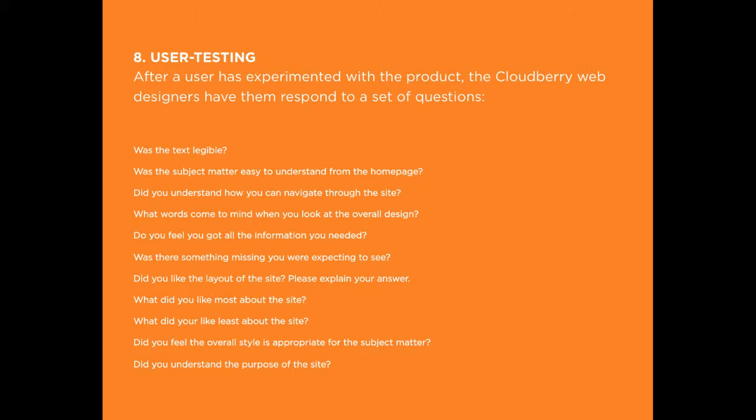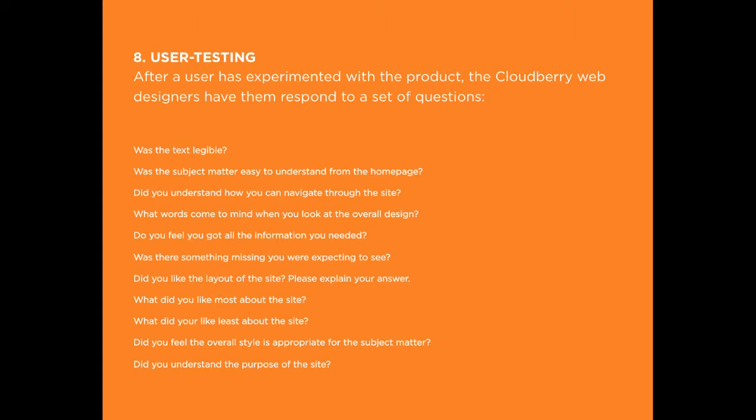Still under user testing. After a user has experimented with the product, the Cloudberry web designers have them respond to a set of questions. Was the text legible, for example? Was the subject matter easy to understand from the home page? Once you land on the home page, do you feel it's a design company or not? Was the text big enough for you to read comfortably? Was it too small? Did you understand how you can navigate through the site? Is it intuitive? Do you know where to click? Or do you have to scroll down and up in order to find your buttons?